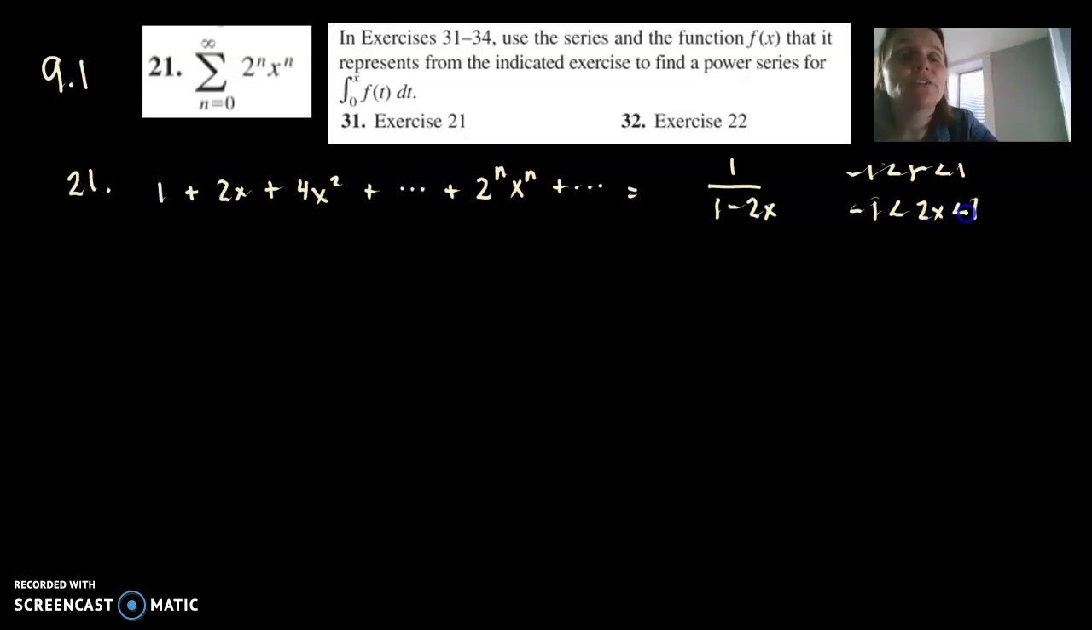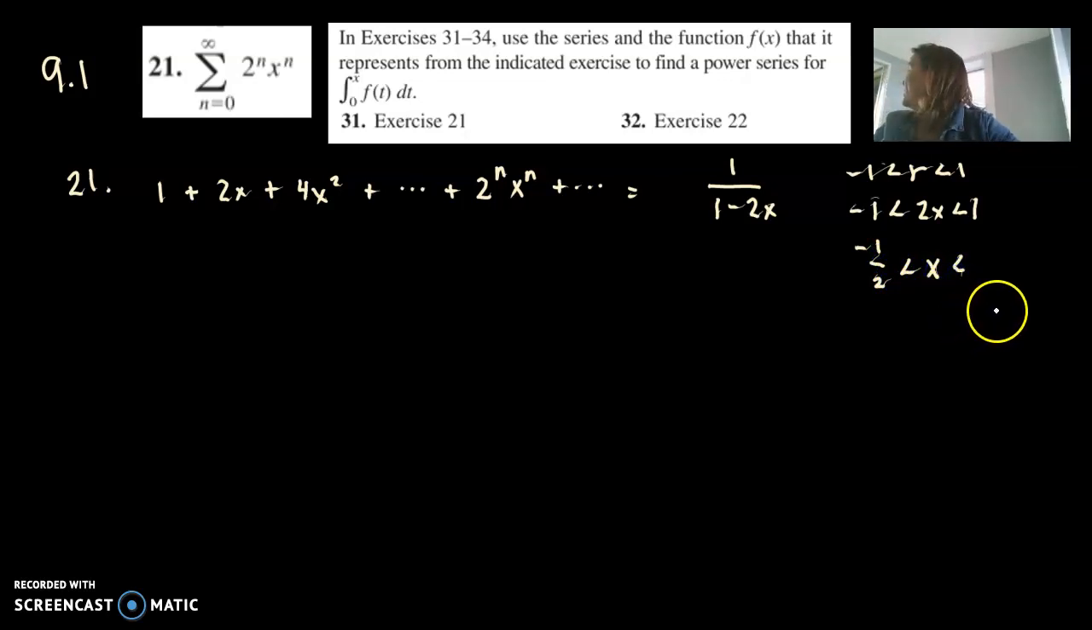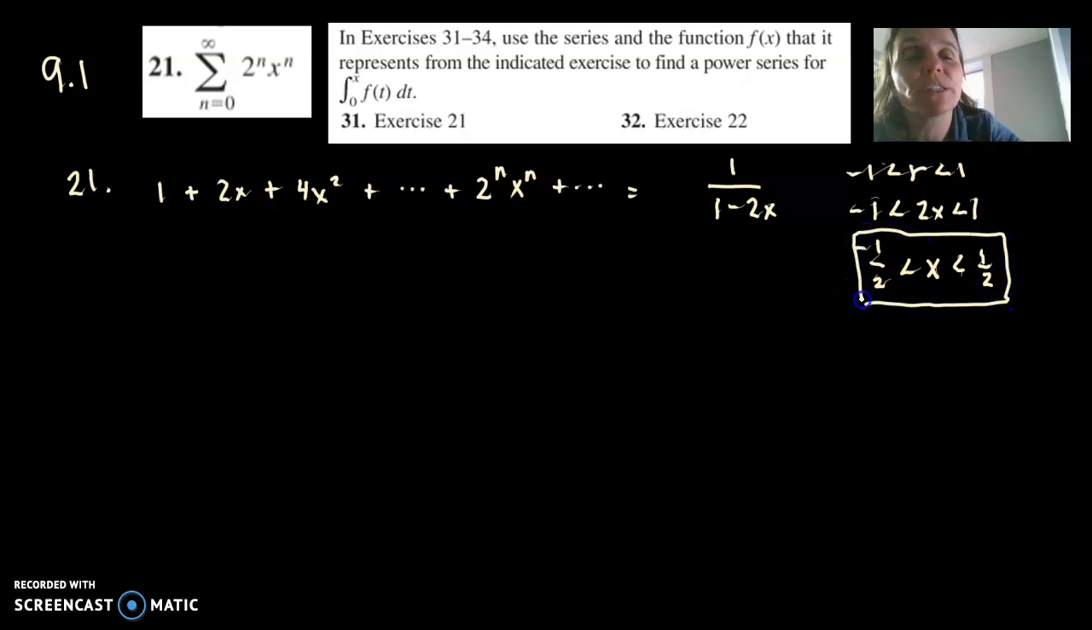Okay, Leo, I have to divide -1 by 2. What do you get when you divide -1 by 2? Oh, yeah, -1/2. So -1 divided by 2 is -1/2. And then I need to do +1 divided by 2. Easy, 1/2. So this is the interval of convergence for this geometric series because our multiplier has to be between -1 and 1. So for 21, this is a true statement as long as x is between -1/2 and 1/2.